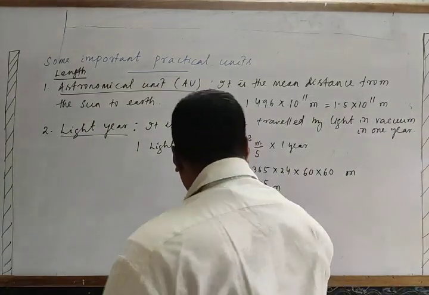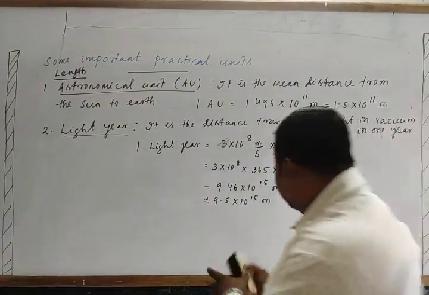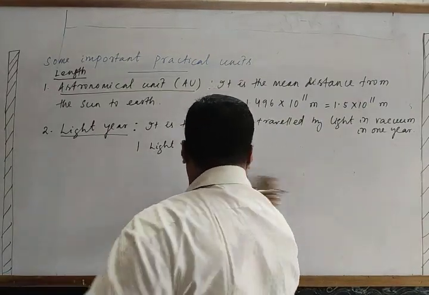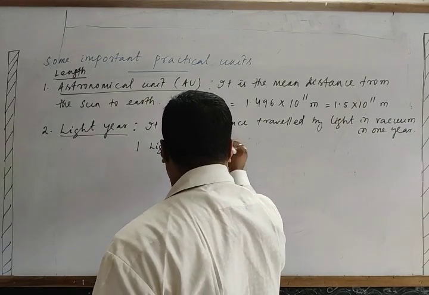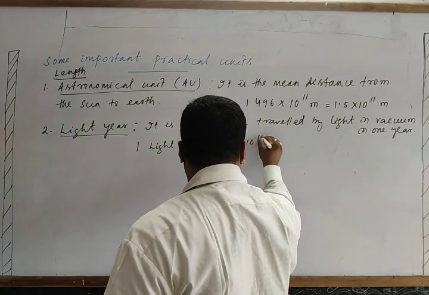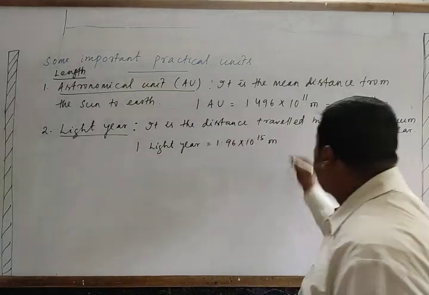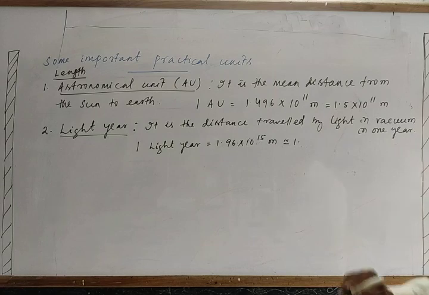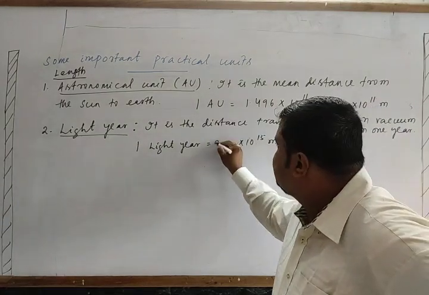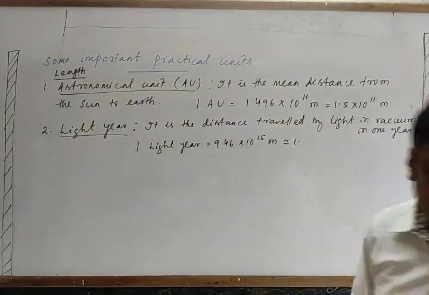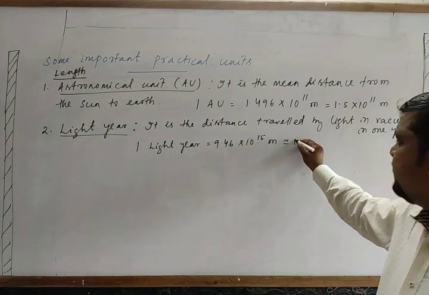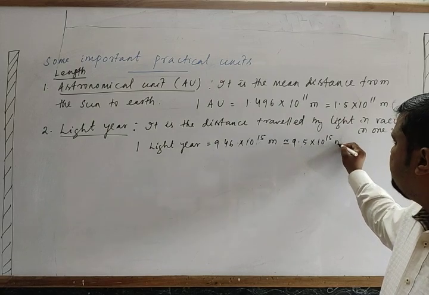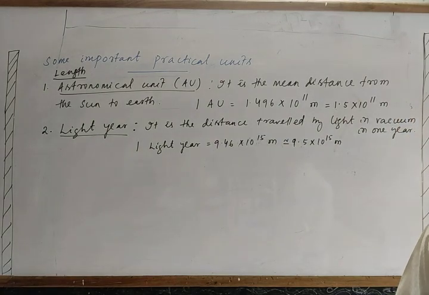And the most important one, I can write 1 light year is equal to 9.46 into 10 to the power 15 meters, or I can write it as 9.5 into 10 to the power 15 meters. That is the light year.